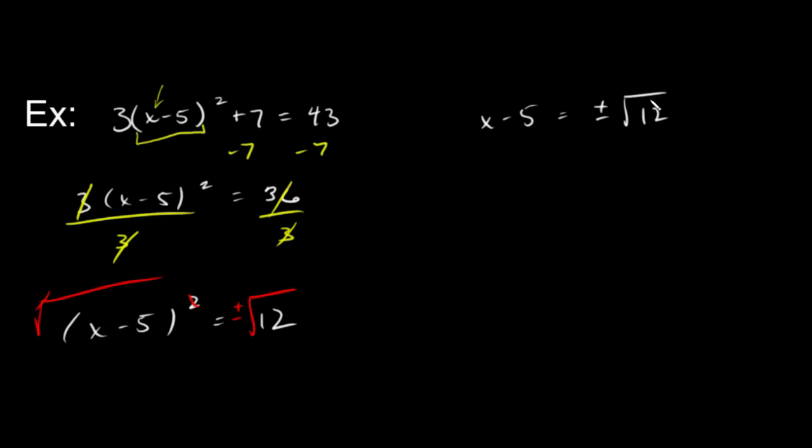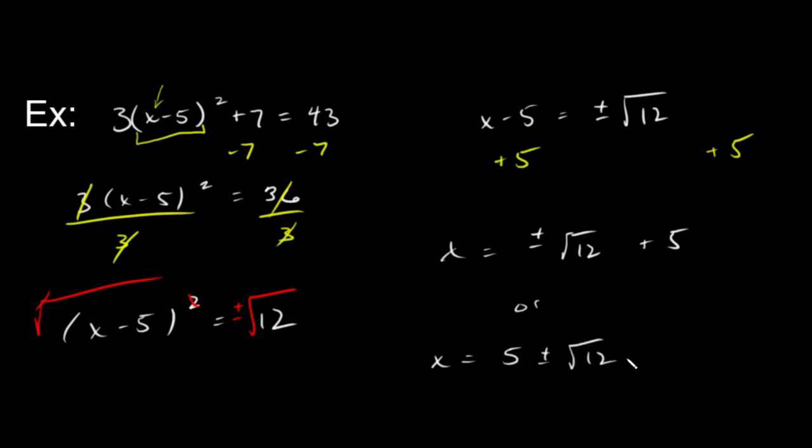of 12, right? Now, I'm not going to simplify the square root of 12, though it can be simplified. And I'm just going to add 5 to both sides. And so you get x equals plus or minus the square root of 12, and then plus 5. So this can be rewritten as this. This is how you'll most commonly see it, where the 5 I moved in front of the plus or minus. That's okay, but both are true. All right, so there's your lesson.